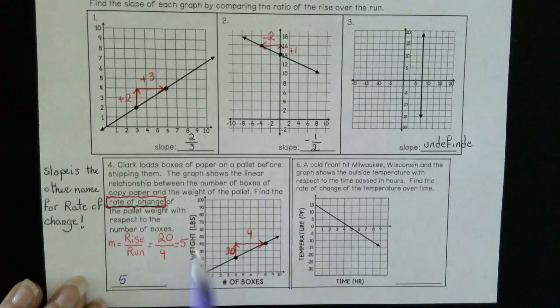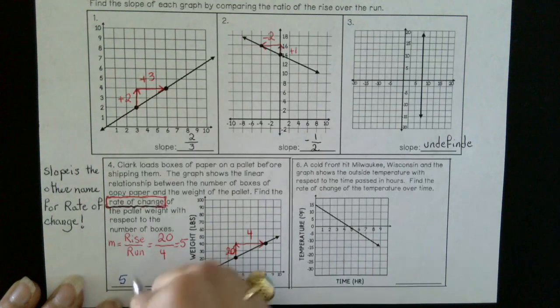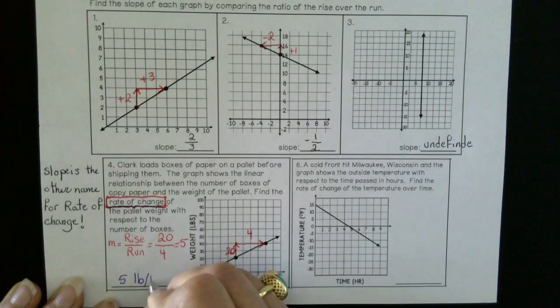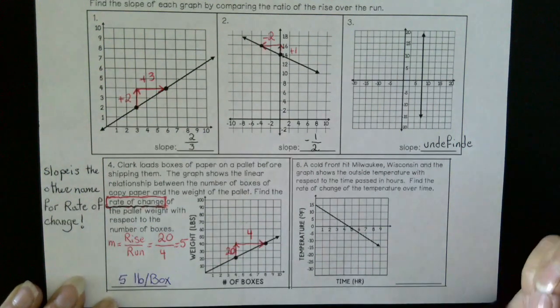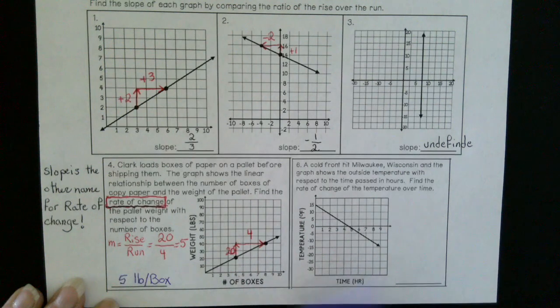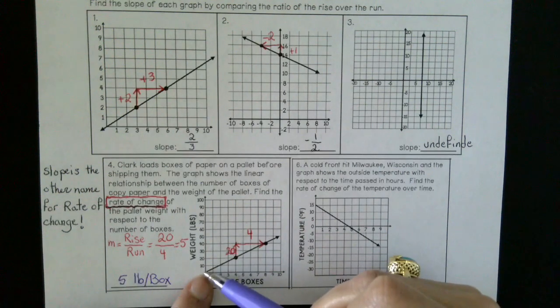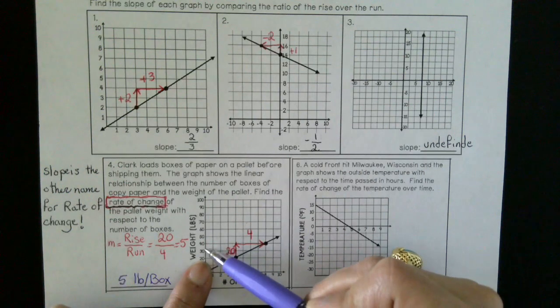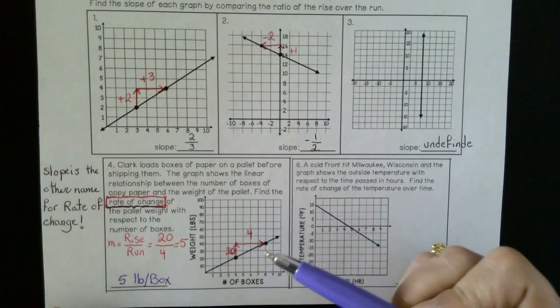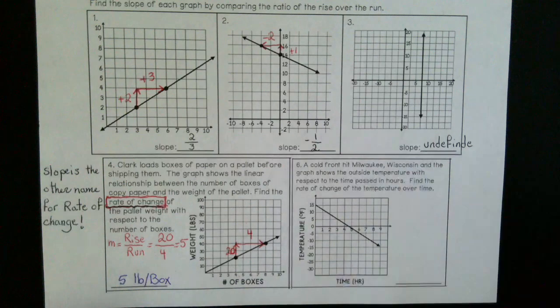pounds per box. So I'm going to show it like this. Pound per box. Because the units here start by 10. So 0 to 10, 10 to 20, 20 to 30, 30 to 40. Do you see that? Okay.